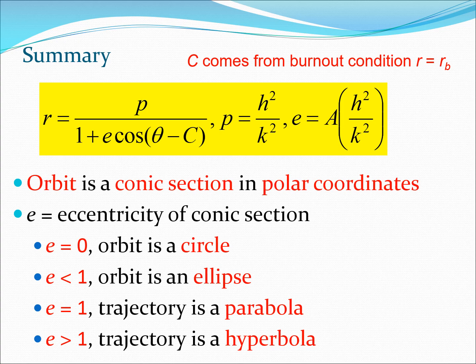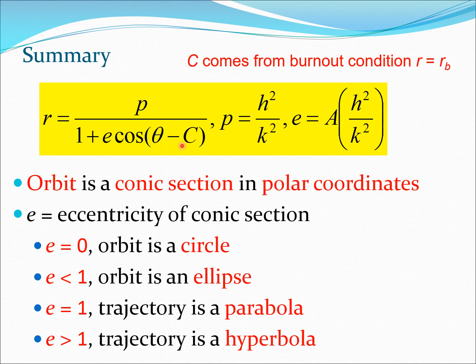So today's lecture is very important because it gives us some physical and geometric feel about the orbit equation, about the trajectory of the spacecraft out there in space. So we saw that the equation for the trajectory is given by the equation for the conic section in polar coordinates. So that equation was r is p by 1 plus e cos theta minus c. So this is an equation you can commit to memory. Remember, p is h square by k square and e is a h square by k square.